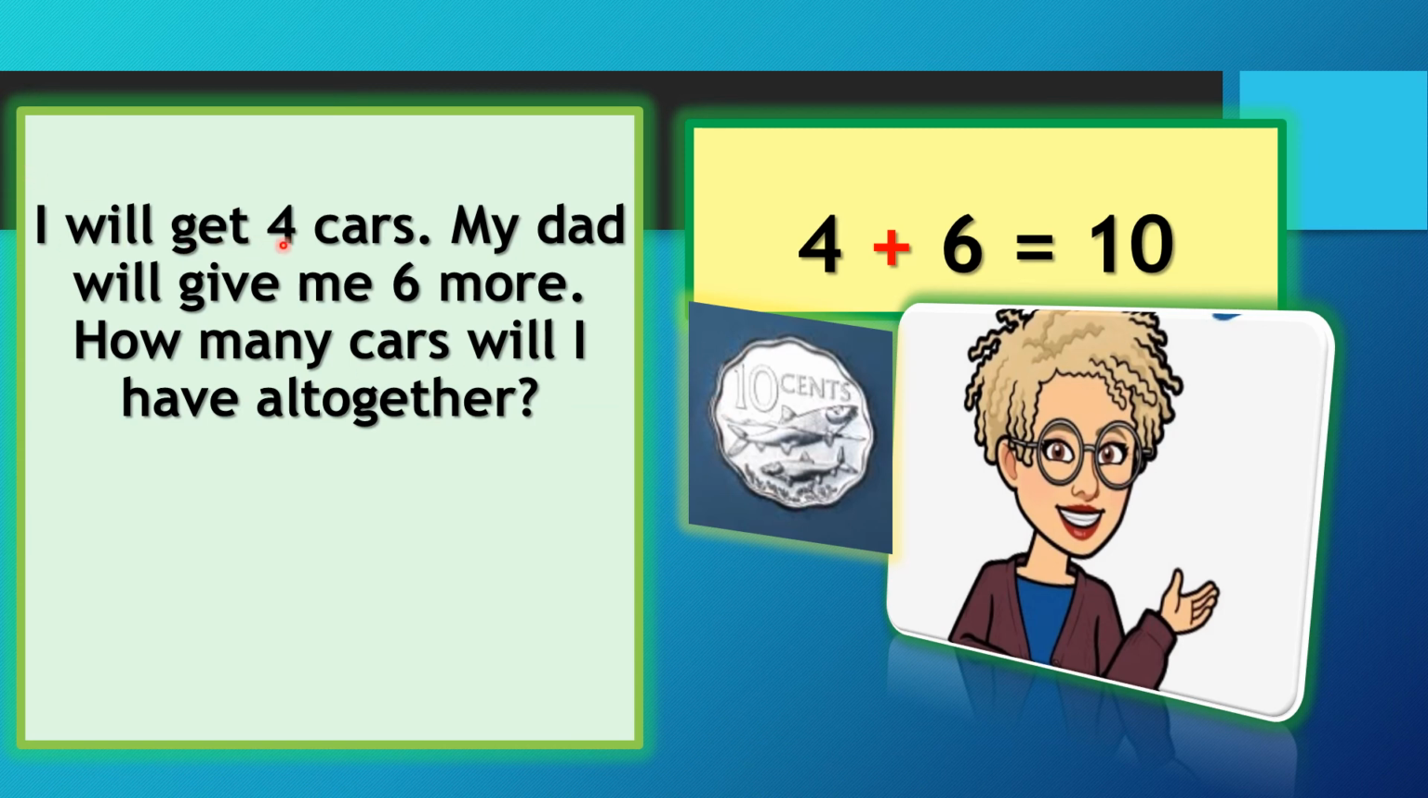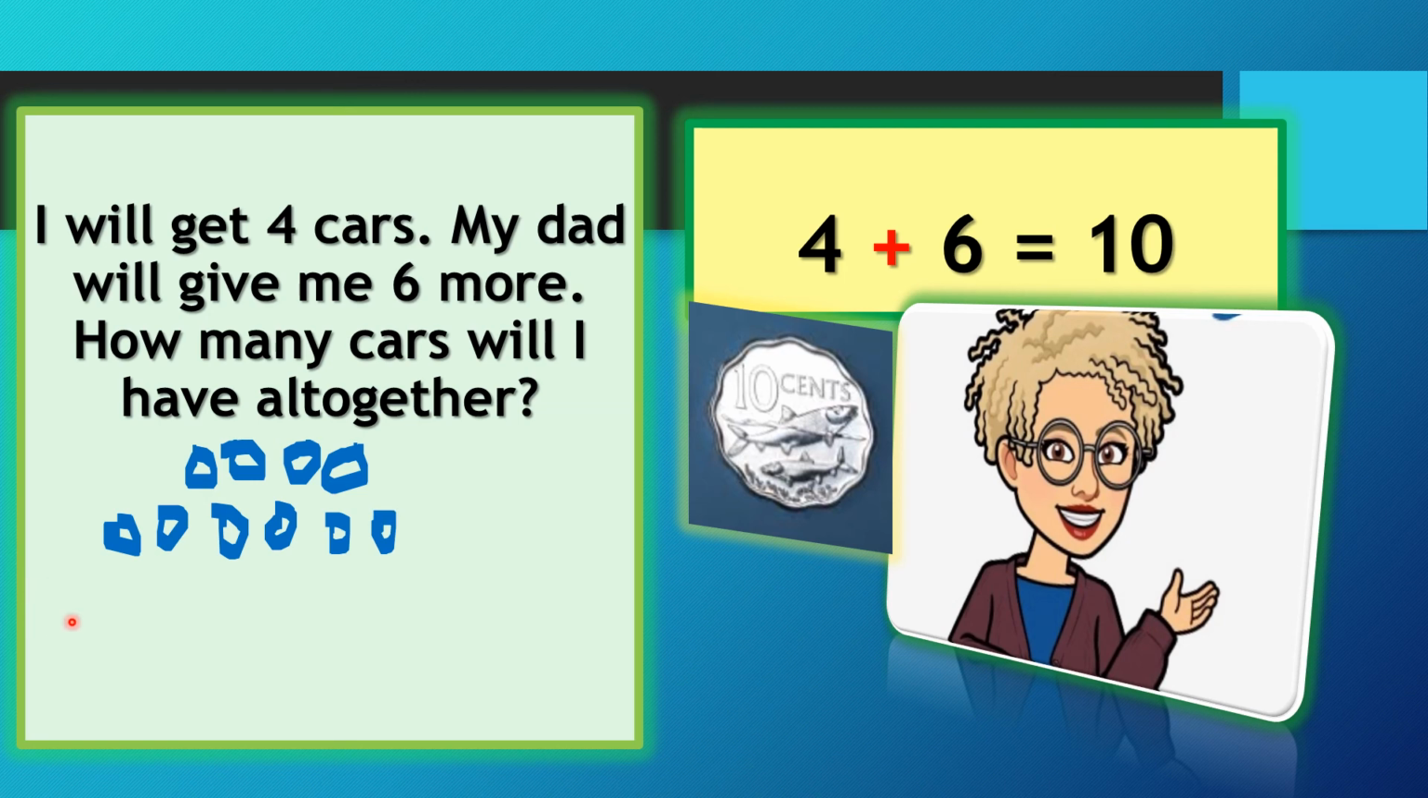I will get 4 cars. My dad will give me 6 more. How many cars will I have altogether? Do you remember how we would check this equation to see if we are correct? Well, we would start by drawing 1, 2, 3, 4 circles. Additionally, we would draw 1, 2, 3, 4, 5, 6 circles.